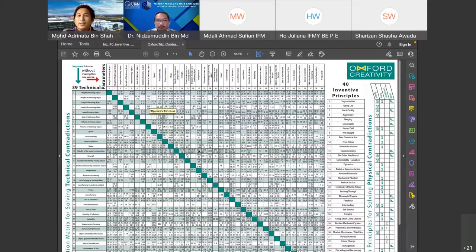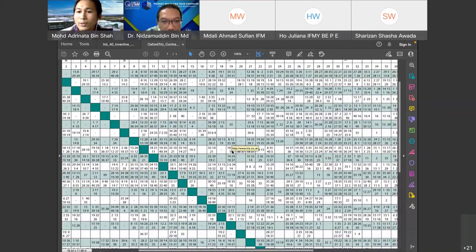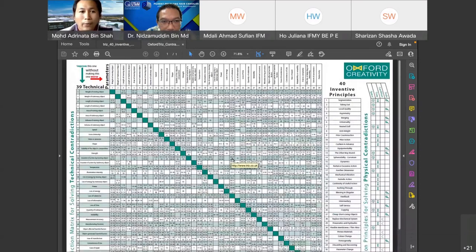Now, this is actually very useful to understand our session today. So we have 39 technical parameters, and then we have the contradiction matrix. This is the matrix, the one with the small numbers in here. The contradiction matrix has 39 technical parameters and also numbers. The numbers shown in the matrix are the numbers of the inventive principles.